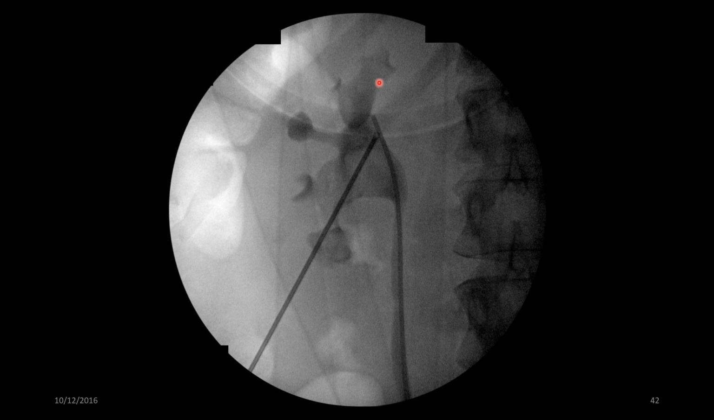So what you're seeing here is the collecting system, or the calyces of the kidney. This is the nephroscope, and this is a retrograde guide wire that comes up, and it helps to create a tunnel between the skin surface and the kidney. And that is what a PCNL is, in a nutshell, really.